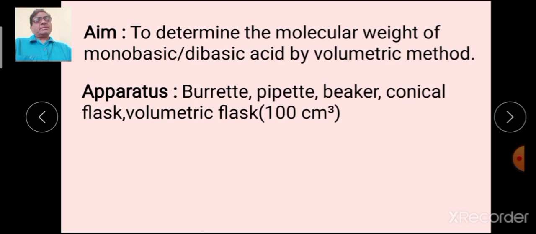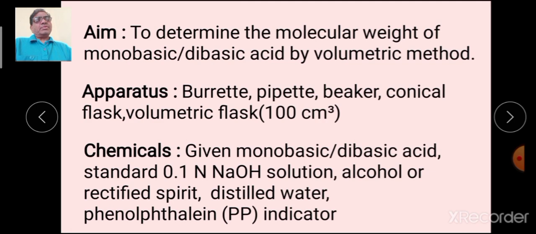The apparatus, as usual: burette, pipette, beaker, conical flask and volumetric flask, that is a dilution flask of 100 cm cube capacity. Chemicals given: monobasic or dibasic acid, standard 0.1 normal sodium hydroxide solution, alcohol or rectified spirit, distilled water and phenolphthalein indicator.